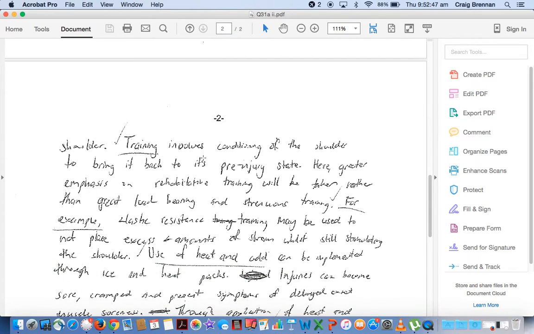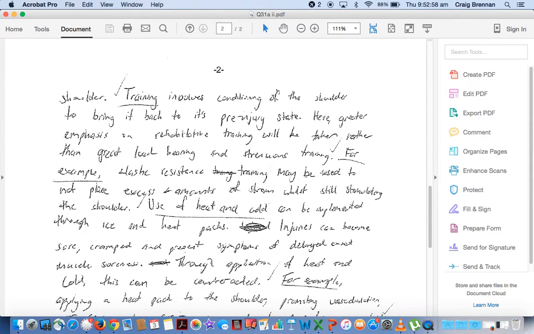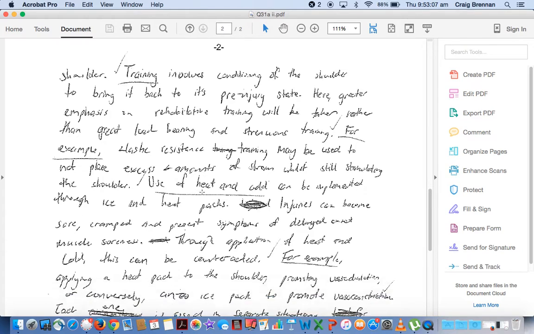Talks about training, conditioning of the shoulder to bring it back to pre-injury state. Here great emphasis on rehabilitation will be taken rather than great load bearing or weight bearing and strenuous training. For example, elastic resistance ties in nicely with that progressive mobilisation, moving it from point A through to point B where it's 100%. So again, he's got some examples to support it.